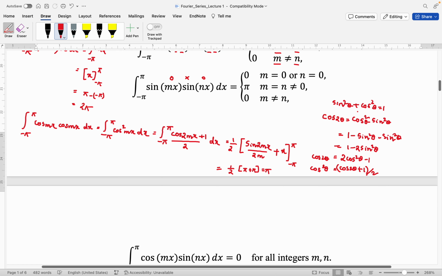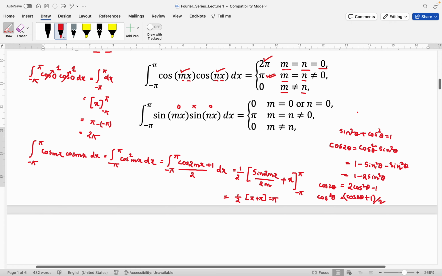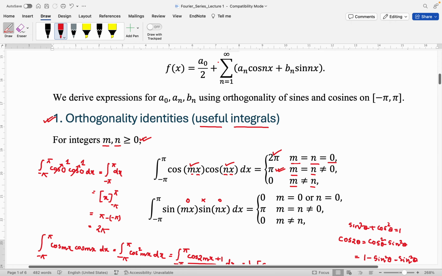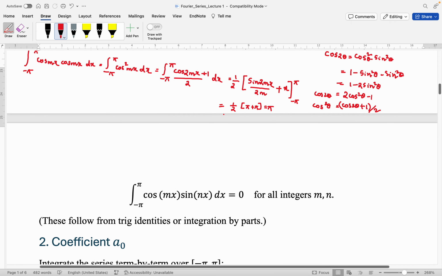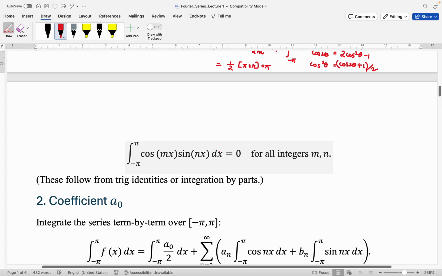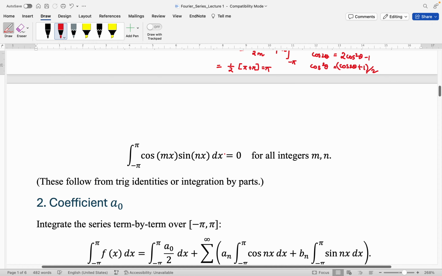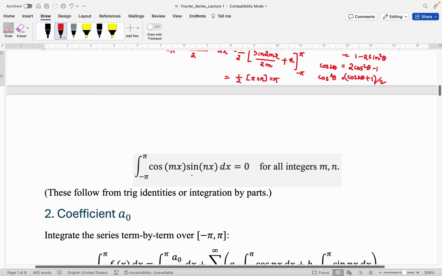If you know these orthogonal properties, we can actually find out the values of a naught, a n, and b n. There is one more thing that you should know. If it's not cos or sine alone, but cos and sine together, then the integral of cos mx sine nx dx is equal to 0 for all integers m and n. So if you consider any integers m and n, if cos and sine are multiplied, it is 0 because one of them is an odd function.